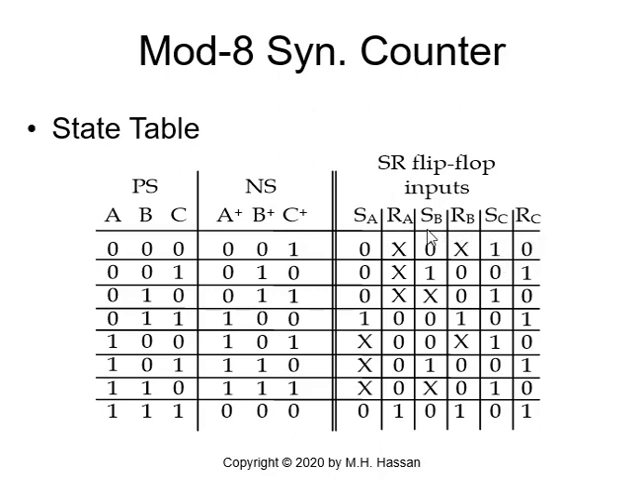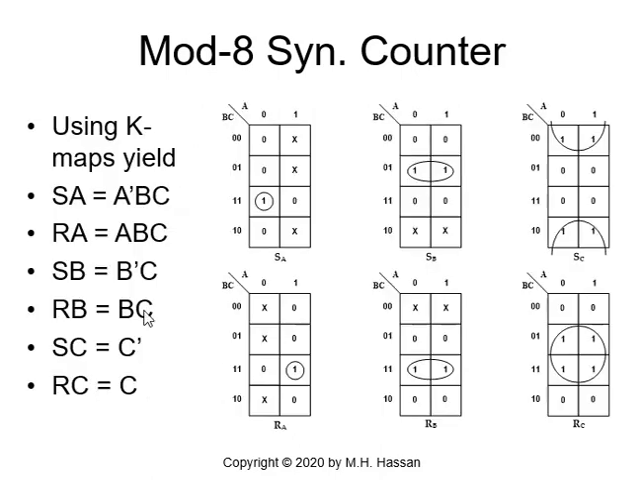So we have 6 variables. We need 6 K-maps, where the present state is ABC, and we have to find SA, RA, SB, RB, SC, and RC. So we do this with K-maps. We group all the ones that we find. For SA, we find A prime BC, there's only one. There is no useful don't care term for me.